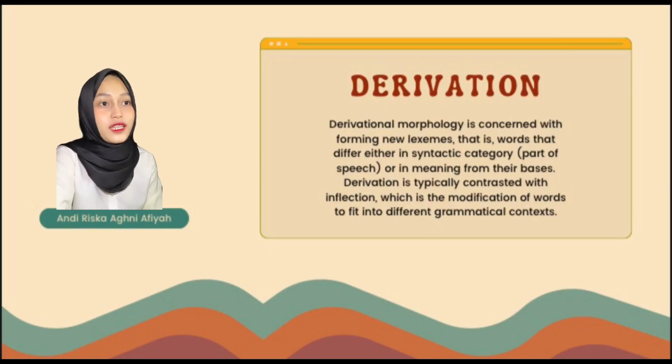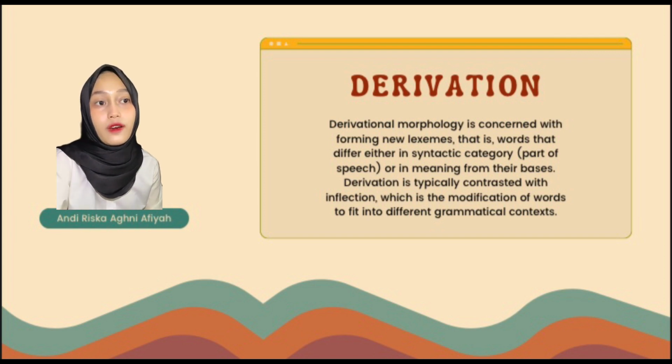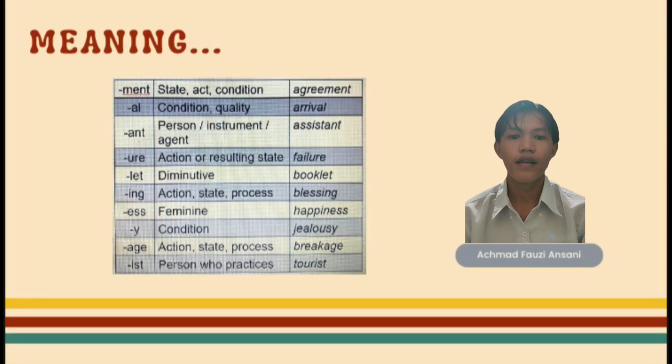Derivational morphology is concerned with forming new lexemes, that is, words that differ either in syntactic category, part of speech, or in meaning from their bases. Derivation is typically contrasted with inflection, which is modification of words to fit into different grammatical contexts. Okay, next is the meaning. In this part, we will explain about the combination of the word suffixes and some examples.